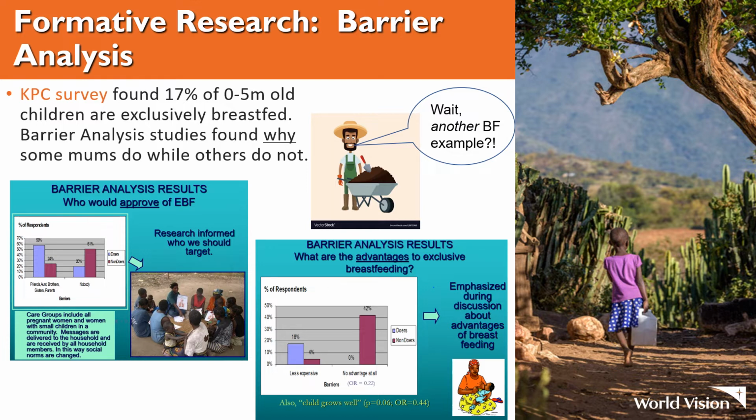Through those studies, we found why some moms exclusively breastfed and others do not. For example, mothers who exclusively breastfed were 4.5 times more likely to say the lower cost of exclusive breastfeeding was an advantage of it, and that their friends and family members approved of the practice. So we used the method to reach more influencers and messaged around the low cost. But rather than boring the ag folks with yet another breastfeeding example, let's look at how barrier analysis is applied to an agricultural problem.